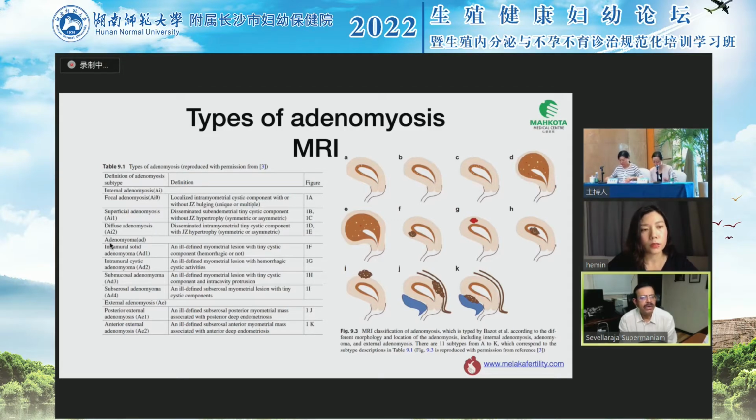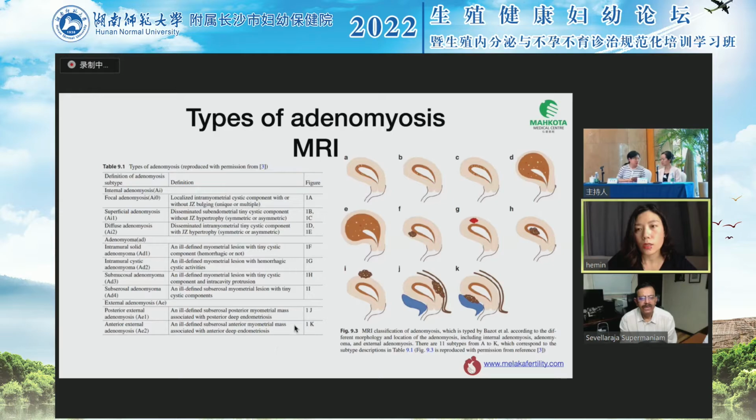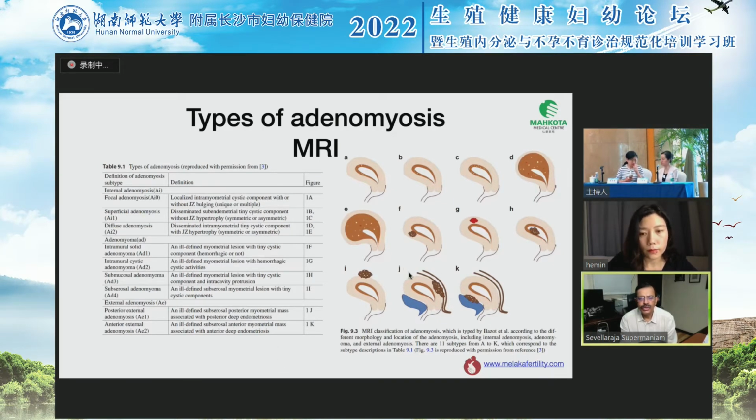The other type is called adenomyoma, which is F, G, H, and I. Here, there is a nodule either inside the myometrium, or it could be a submucosal adenomyoma or even a subserosal adenomyoma. The last type is called external adenomyosis, types J and K. Type J is posterior; usually the adenomyosis comes from the serosa and can involve the rectum. Type K is anterior, and it can involve the bladder.